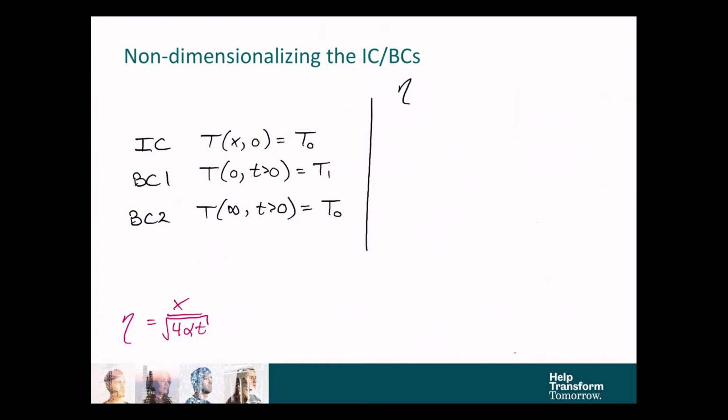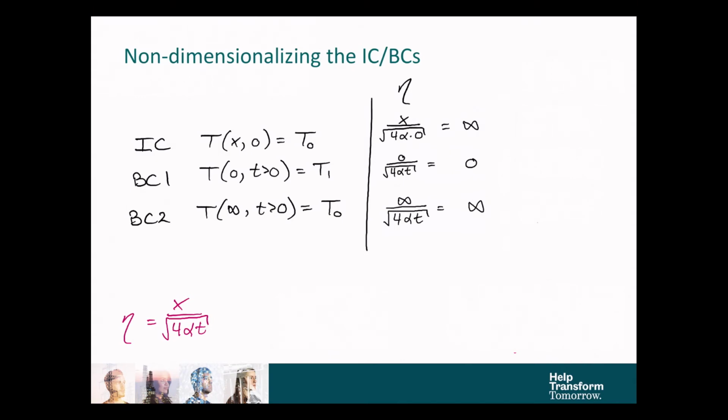So for our initial condition, x equals any value x and t equals 0. If we plug that into our expression for eta, we get a 0 in the denominator, which means that equals infinity. Likewise, for our first boundary condition, we plug in 0 for x and any value t for t, and we get 0. And for our last condition, again, we plug in infinity for x and t for t, and we get another infinity. So those are our 3 values of eta for this problem.